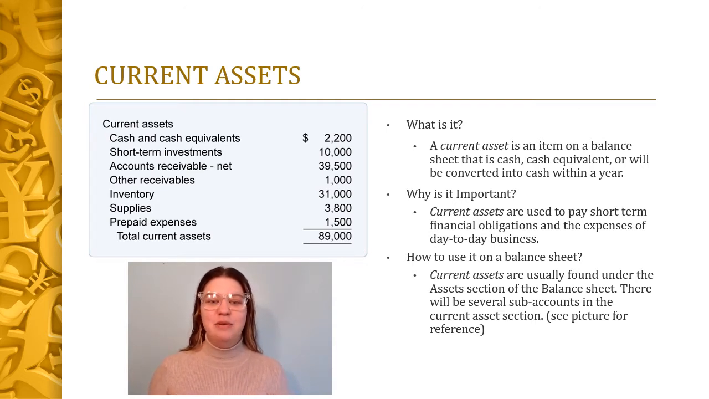Current assets can be found on a company's balance sheet under the assets section. It includes cash, cash equivalent, short term investments, accounts receivable, inventory, supplies, and other liquid assets. You determine a current asset by whether it can be turned into cash within a year. If not, it is considered a long term asset.